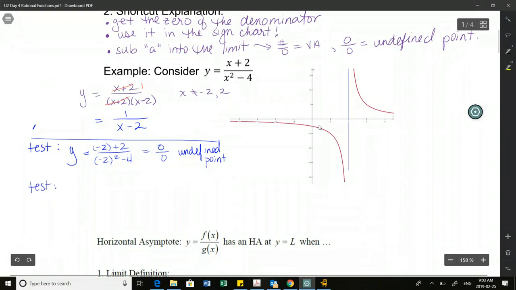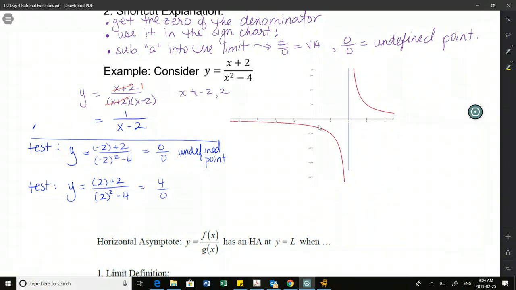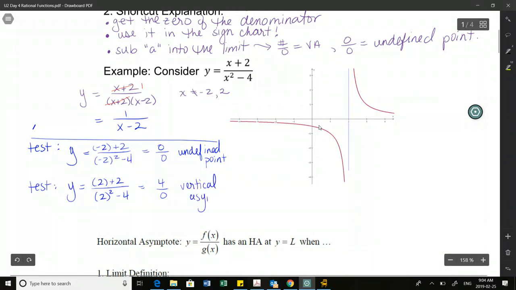But if I test my other value in my original function, 2, you'll see we actually get 4 over 0. If I get something like that, that's telling me that that restriction produces a vertical asymptote. You can see the graph of the function over to the right here. Here's our vertical asymptote at x equals 2. But this function also has a hollow undefined point at -2 over here.